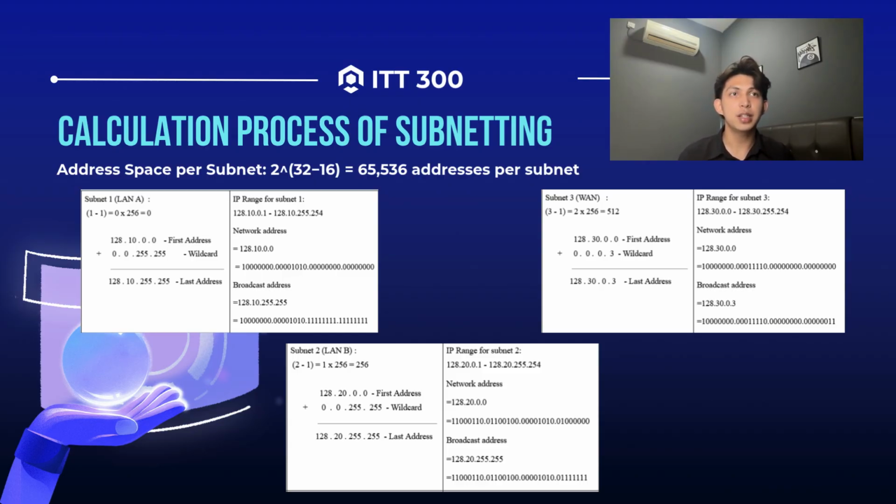Finally is our subnet 3, which is the H1 link. Our calculation shifts to reflect the specialized /30 mask. Starting at the network address 128.30.0.0, we add a tight wildcard value of 0.0.0.3. This results in a precise broadcast address of 128.30.0.3.